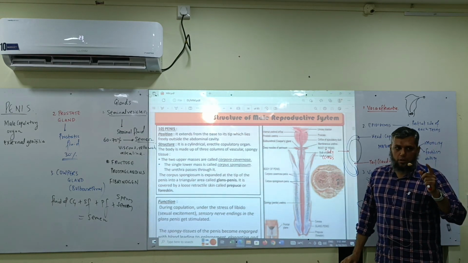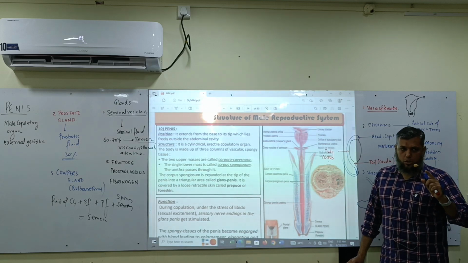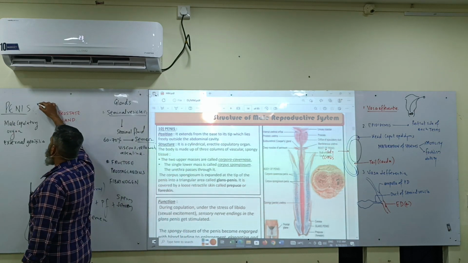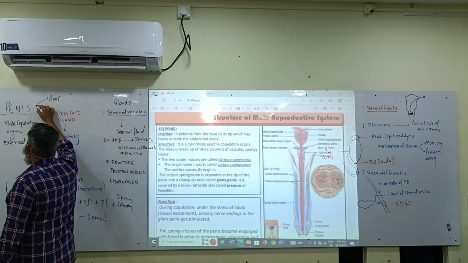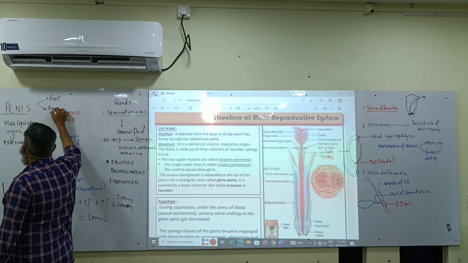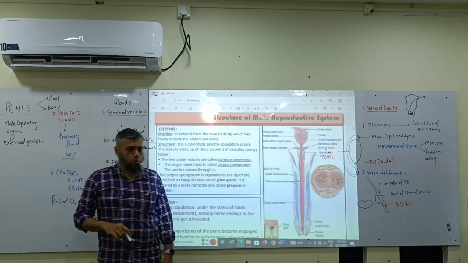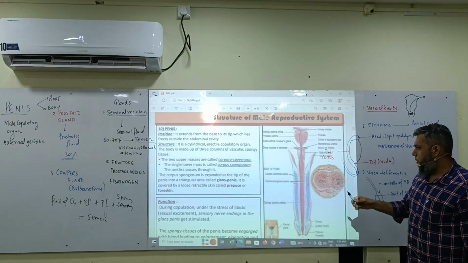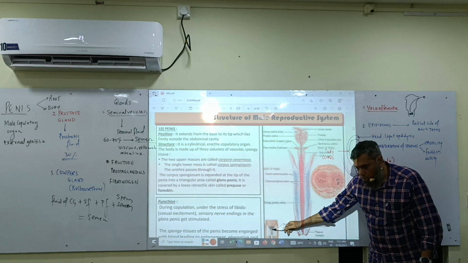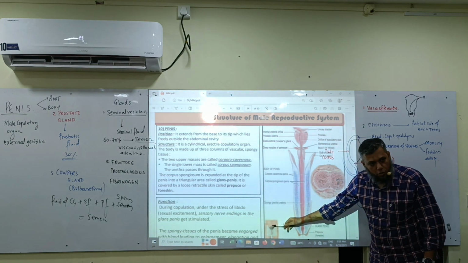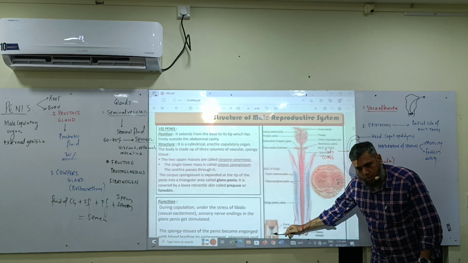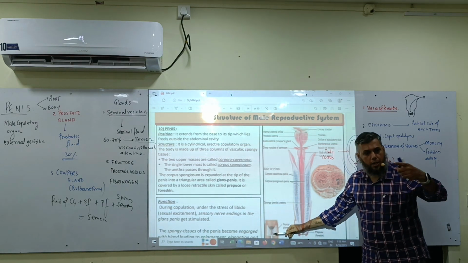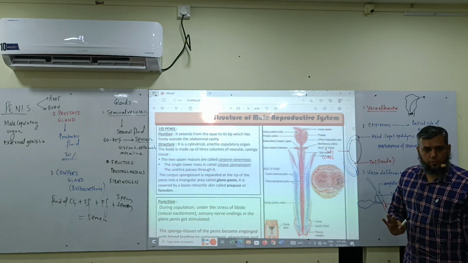The penis has got how many parts? Two parts. What are the two parts of the penis? The root of the penis, which is attached to the body of the male, and the body of the penis, which hangs loose. So there is a part which is called the root, which is attached to the body of the male, and the rest of the part is called the body of the penis, which is hanging loose outside the abdominal cavity. Shall I continue?